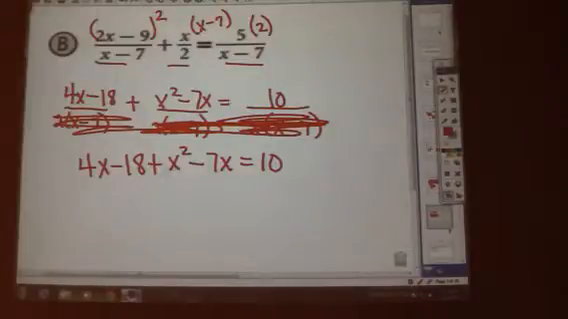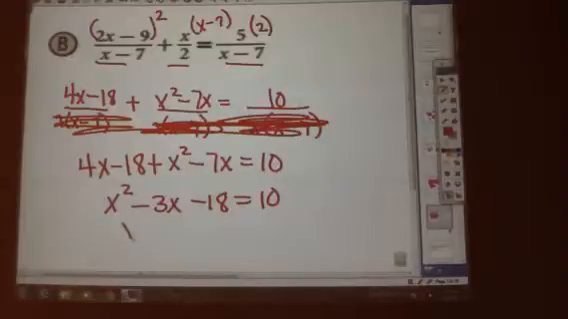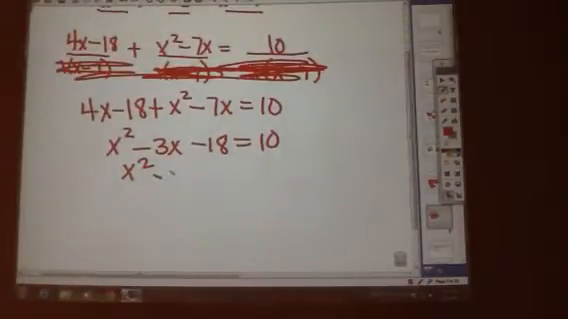Collect like terms. That will be x squared. You always want to put it in descending order. x squared. What's 4x minus 7x? Negative 3x. Minus 18 equals 10. What do you think I do next? Move the 10 over. Subtract the 10, move the 10 to the other side. x squared minus 3x minus 28 equals 0.